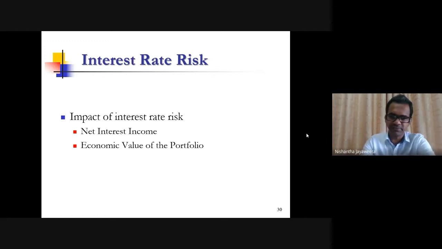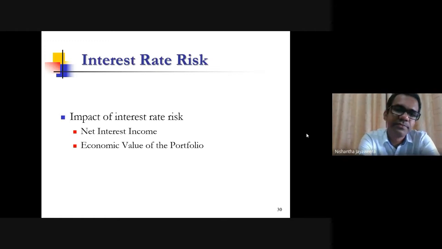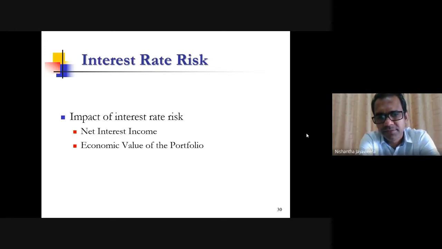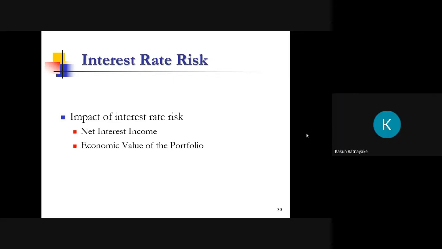Any idea? What was the interest rate that you agreed to pay for a 5-year deposit? Say 15%. Maybe it may be less than that, around say 13 to 15%. But now where is the rate? That's 5 to 6%. Okay.